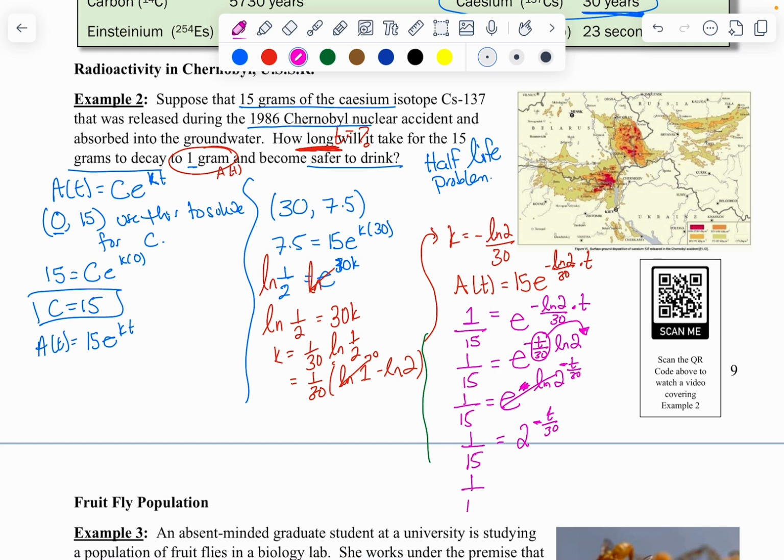Which is the same thing as saying 1 over 15 equals 1 over 2 to the t over 30. So now when we solve for t, we got to bring this out from the denominator first. Probably should have left this as ln of 1/2, but it's okay. So multiply both sides by 2 to the t over 30.